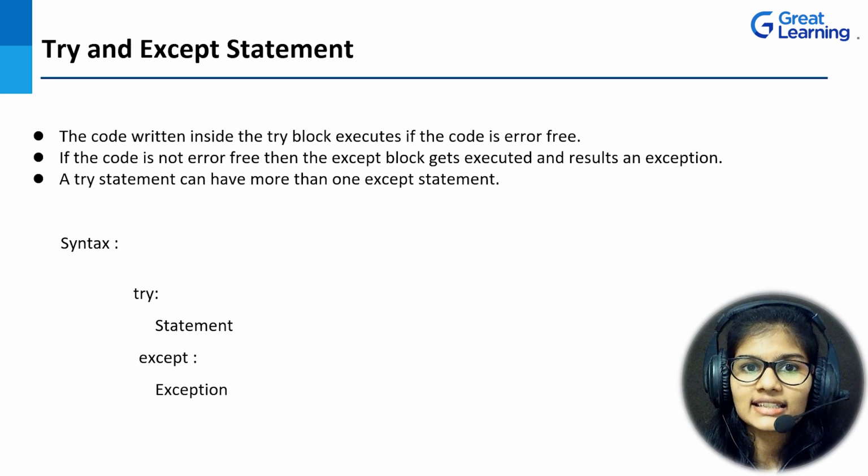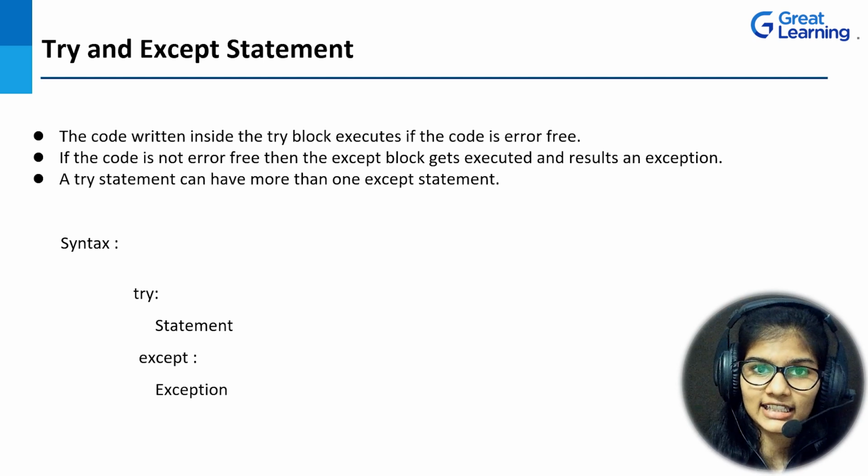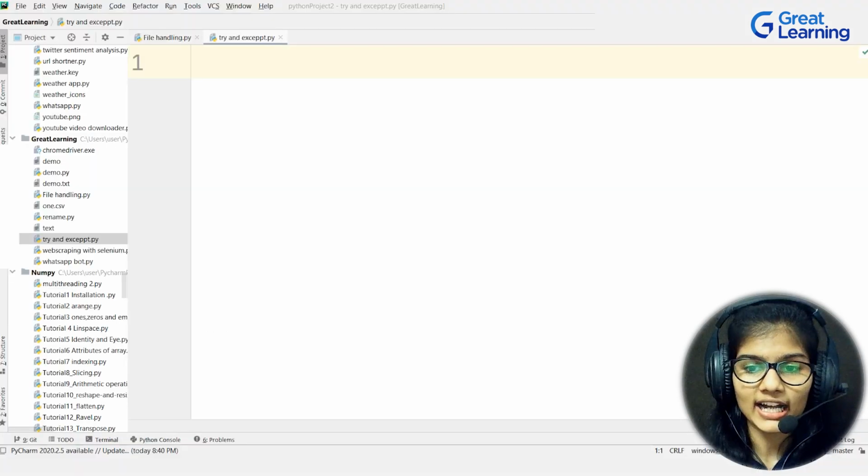And whenever you want a print statement to be printed as an output after the exception, in that case you simply use the except keyword, and after that you use your relevant print statement. So as we have learned the try and except theory, now let's move on to the practical.